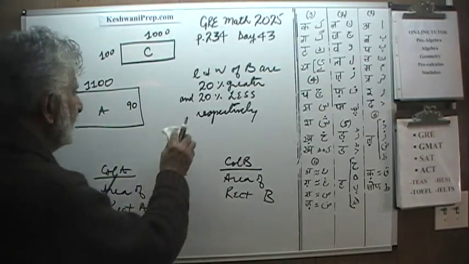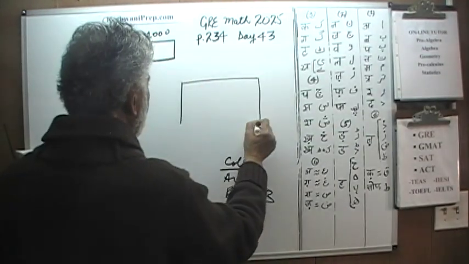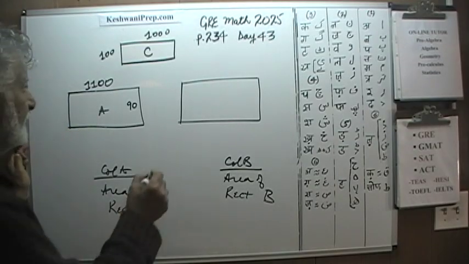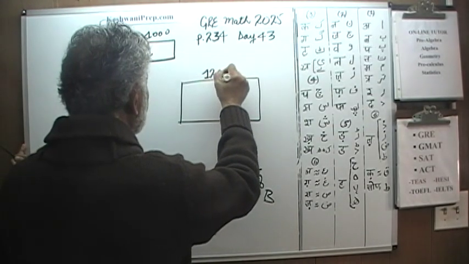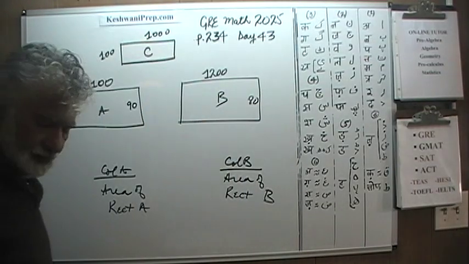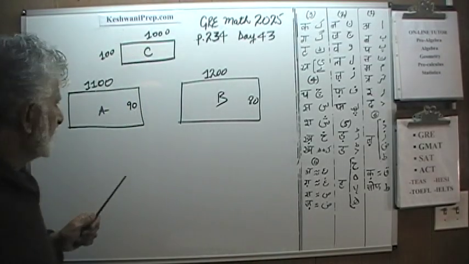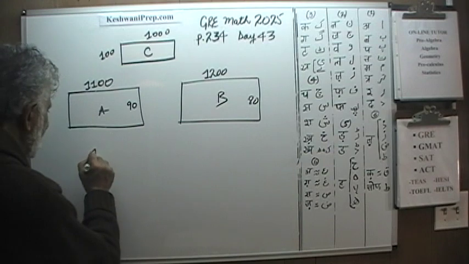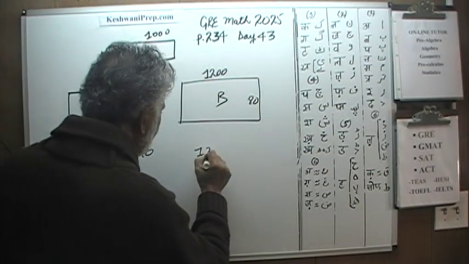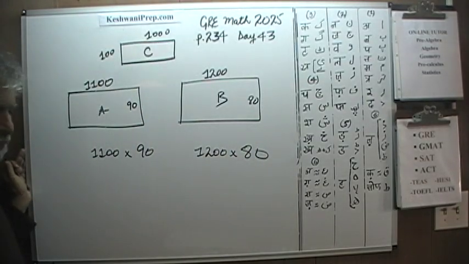Let's look at rectangle B. In rectangle B, the length is 20% greater and the width is 20% less. That's our rectangle B. That's all it is. We have to compare the two areas. Let's pick up this speed. So the area of this guy is 1100 times 90. Area of this guy is 1200 times 80. There we go.